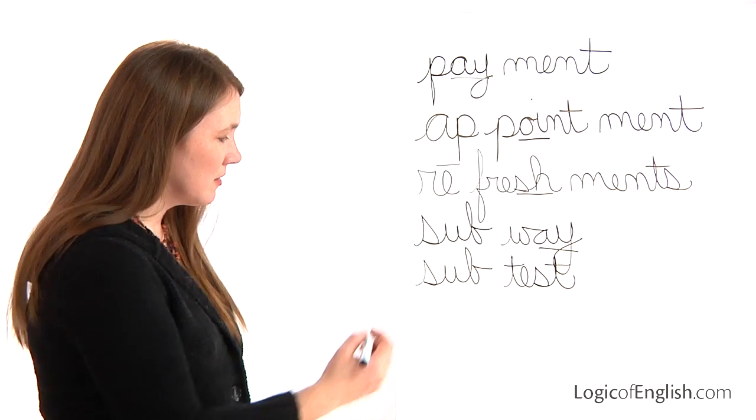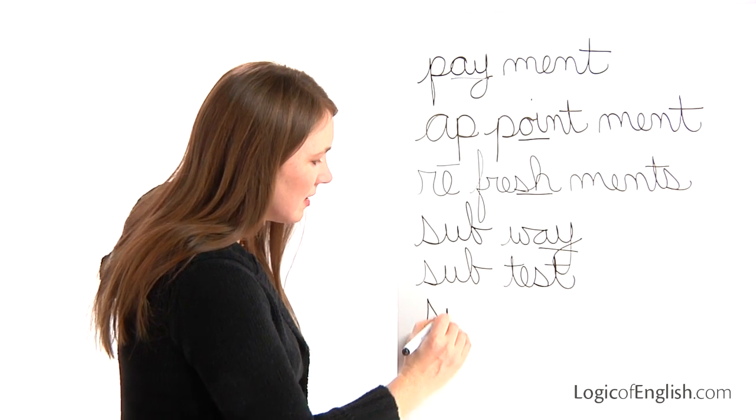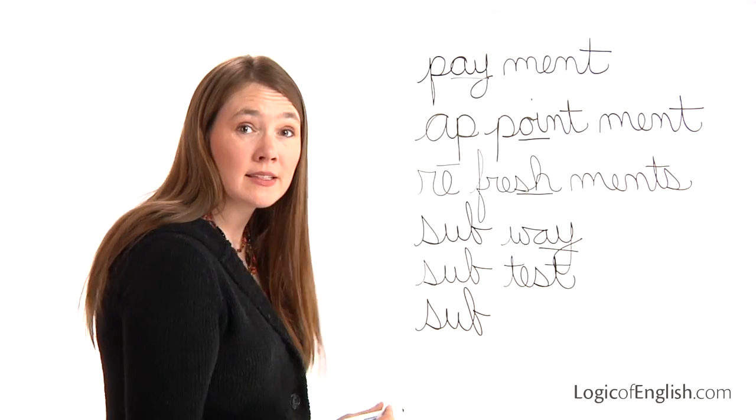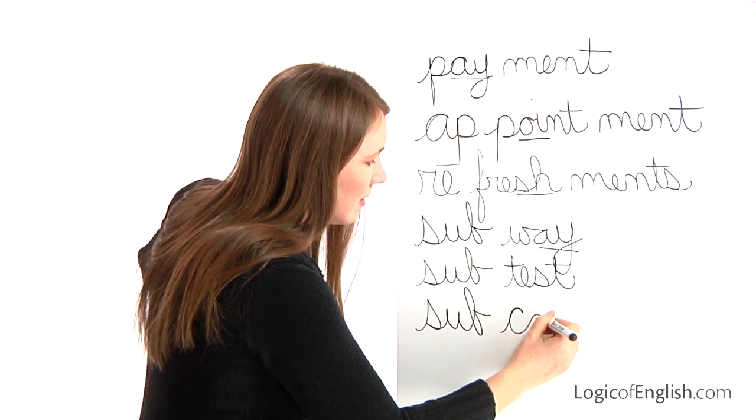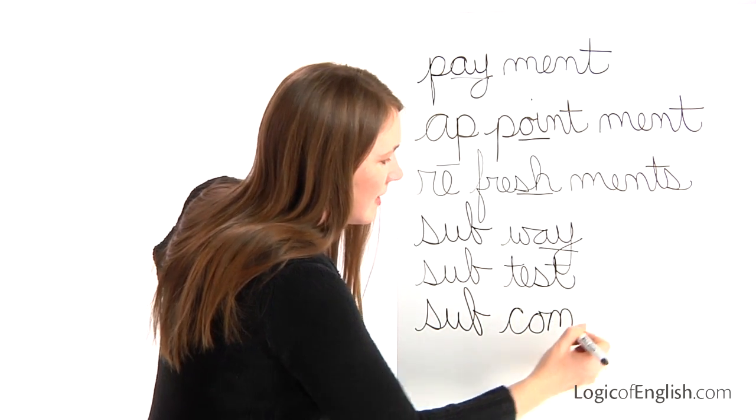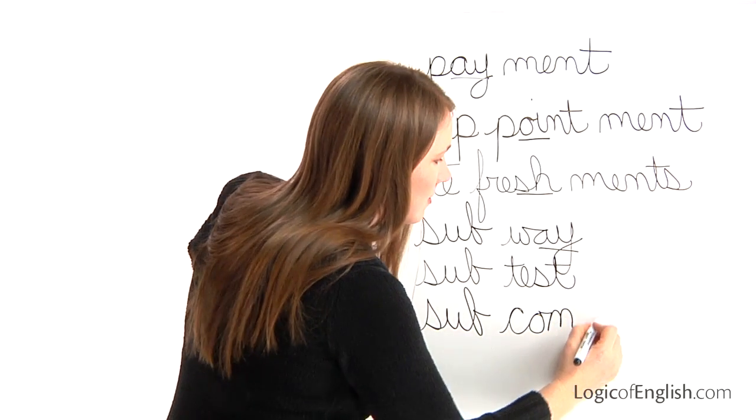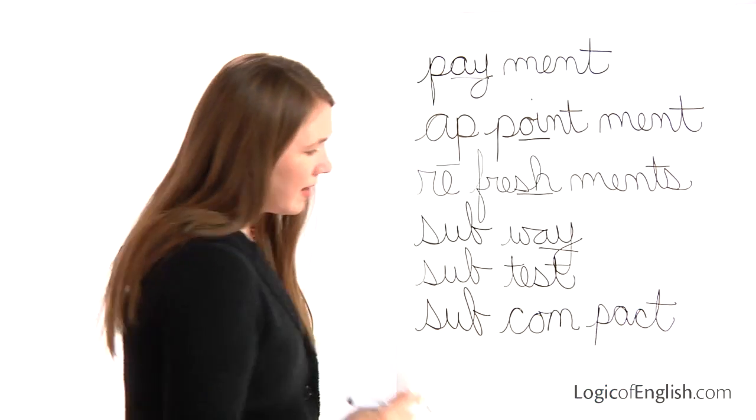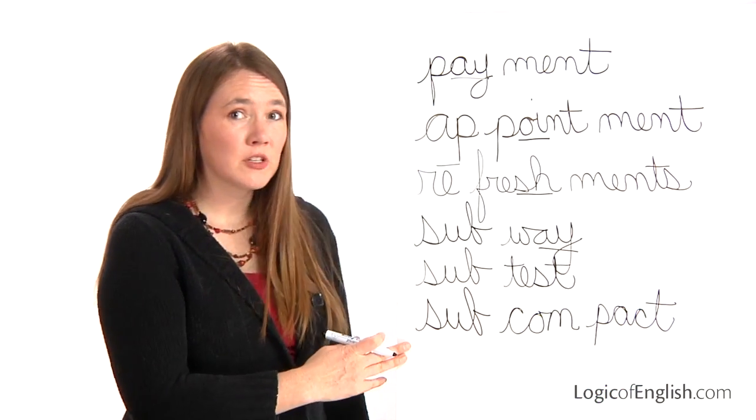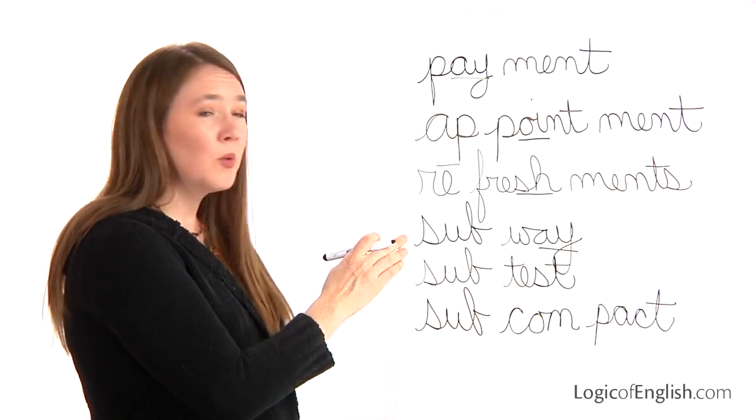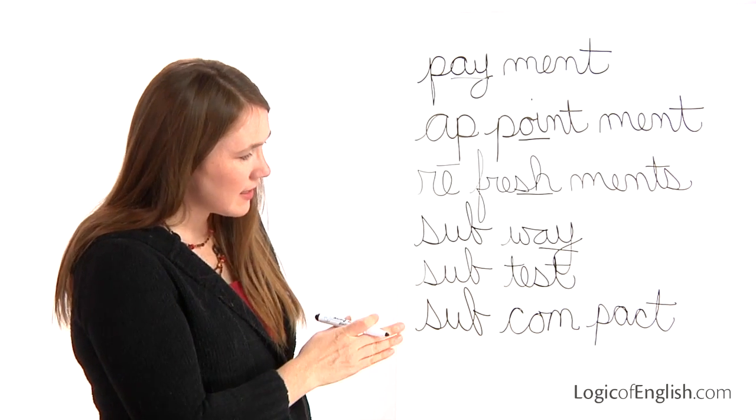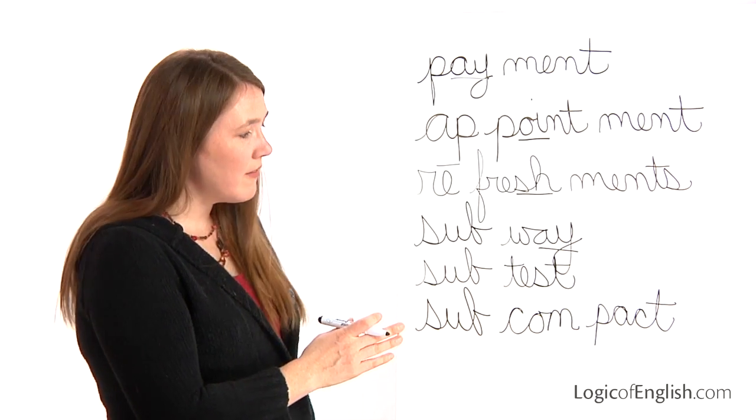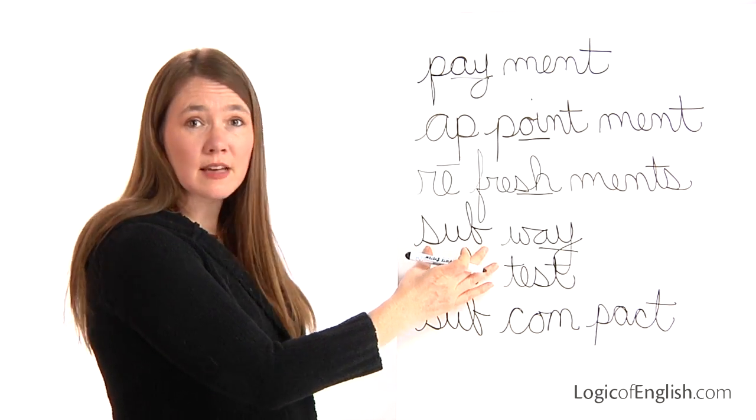And now help me to write it. The first syllable is sub, s, a, b. The second syllable is com, k, a, m. And the third syllable is packed, p, a, k, t. And once again, you'll notice this is all first sounds. So a subway, subtest, and subcompact all have in common this prefix sub.